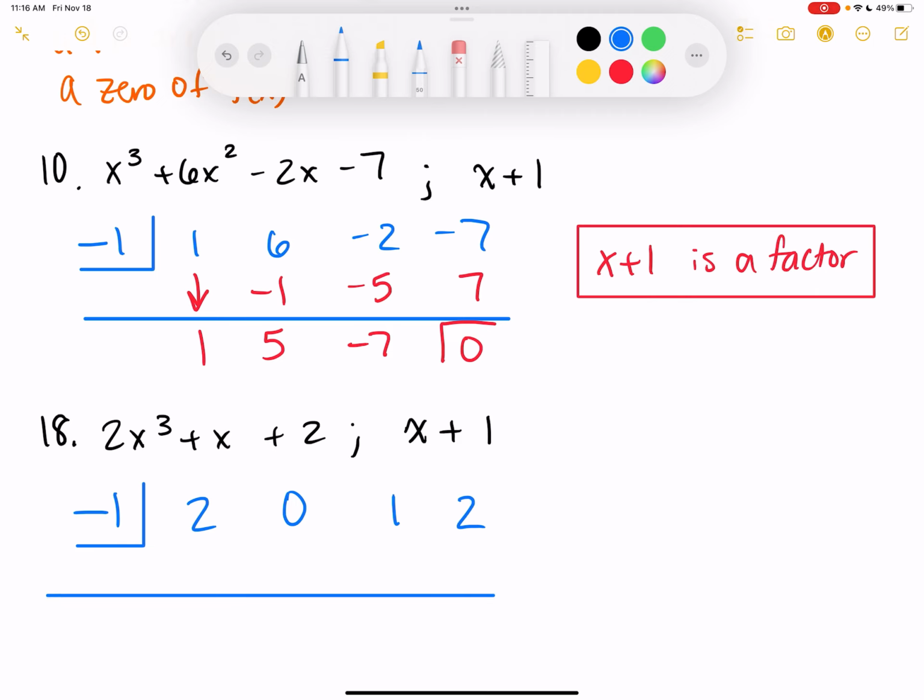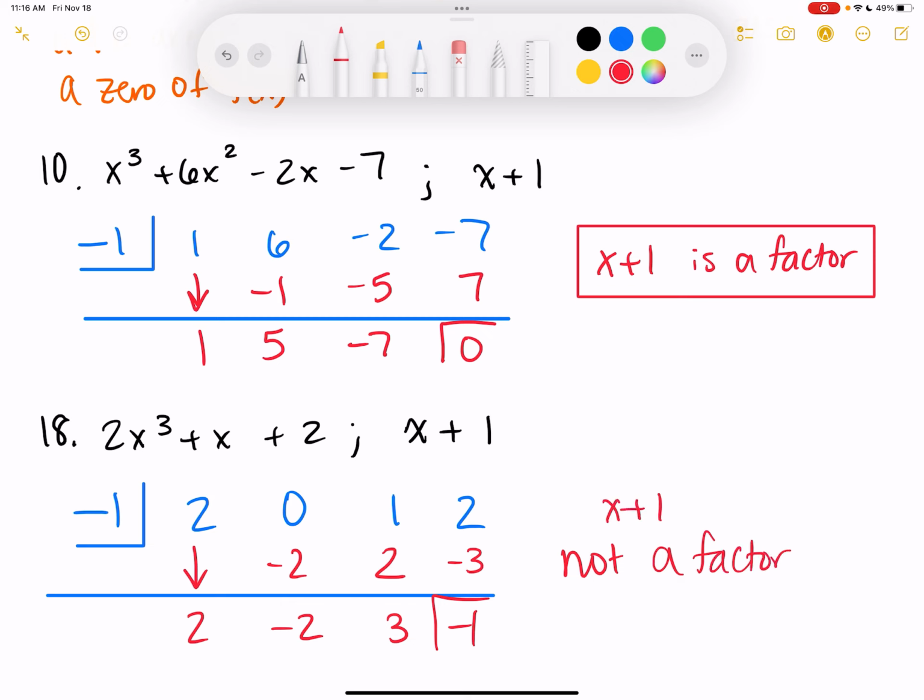So you bring down the 2, and then 0 minus 2 is -2, and then -2 times -1 is just 2. So it'll be 3, and then 2 minus 3, so -1. So x plus 1 is not a factor. So in this case, it was not a factor. In the other one, it was a factor.